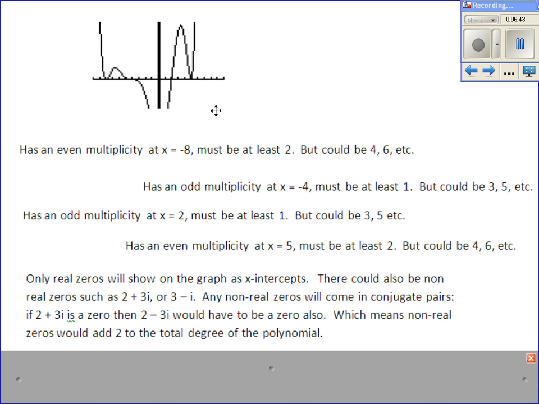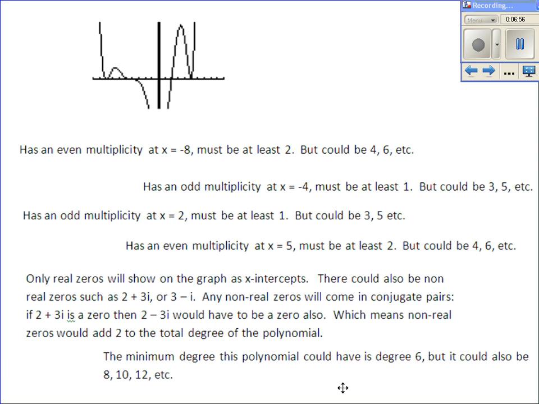So what's the minimum degree of this possible polynomial? This has to be at least degree 2, at least degree 1, at least degree 1, at least degree 2. So the minimum degree this polynomial could have is degree 6, but it could also be degree 8, degree 10, degree 12, because if there's any more degrees, they always go up by an even amount.